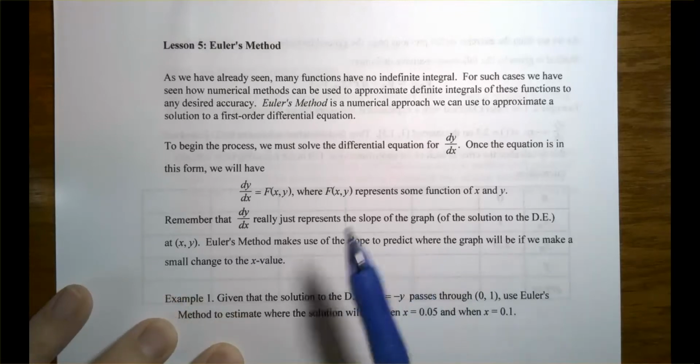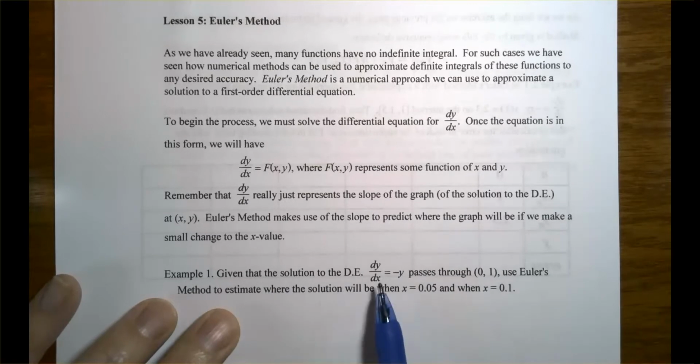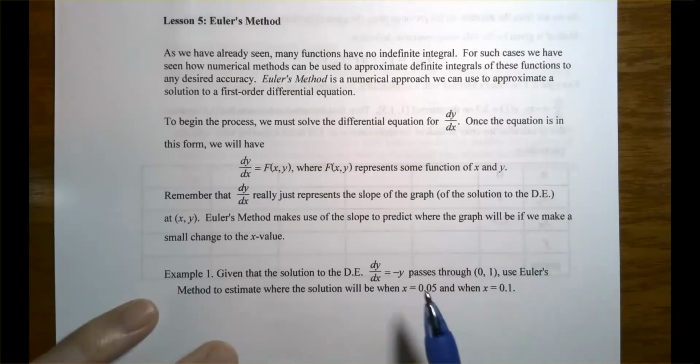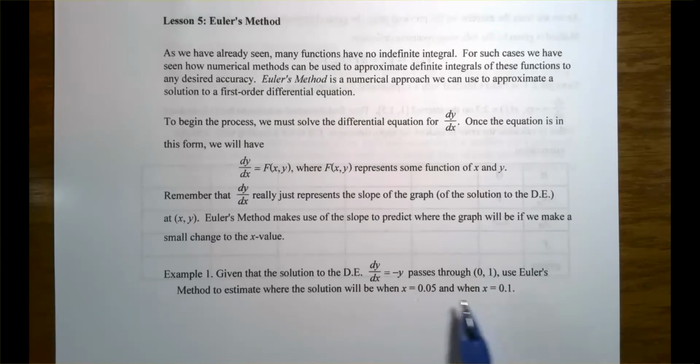To get a visual for what's going on with Euler's method, I'll go ahead and look at example 1, but I'll go over to Desmos because I've set up something to help you visualize this, kind of animate the process a little bit, like we did with Newton's method back in Calc 1. So given that the solution to the differential equation dy over dx equals negative y passes through the point (0, 1), it wants us to use Euler's method to estimate where the solution will be when x is 0.05 and 0.1.